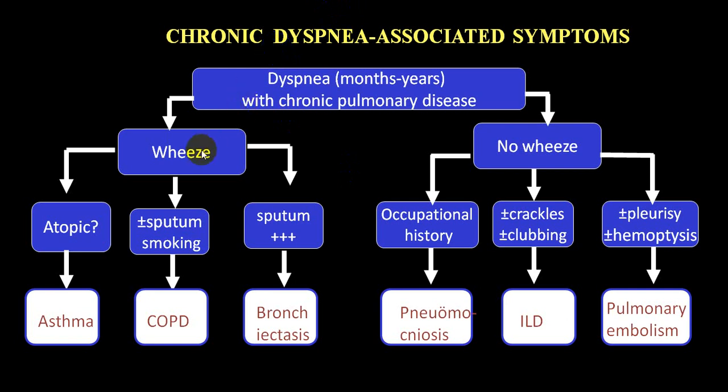In chronic dyspnea, if it is with wheeze, it is more in favor of asthma, COPD. In COPD, sputum and history of smoking is very important. Excessive sputum, early morning, copious sputum: bronchiectasis. If there is no wheeze, think in terms of pneumoconiosis if there is an occupational history available. And if there are lots of crackles and clubbing, interstitial lung disease. And if there is chest pain, pleural rub, hemoptysis, think in terms of pulmonary embolism.